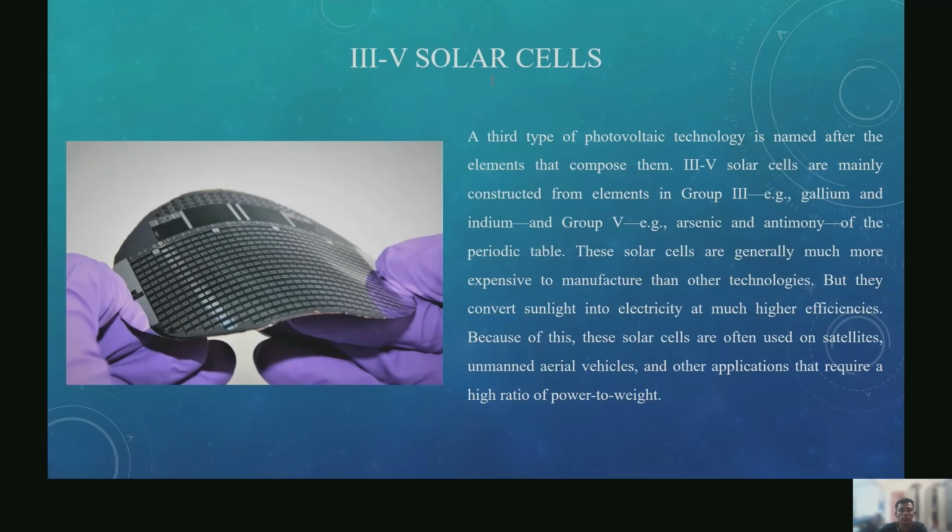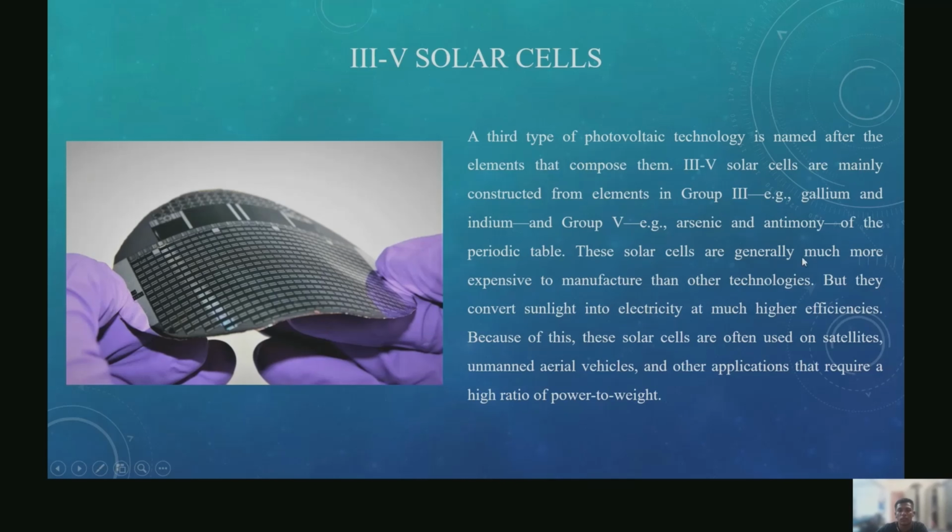Next, the III-V solar cells. A third type of photovoltaic technology is named after the elements that compose them. III-V solar cells are mainly constructed from elements in group 3, for example gallium and indium, and group 5, for example arsenic and antimony, of the periodic table.